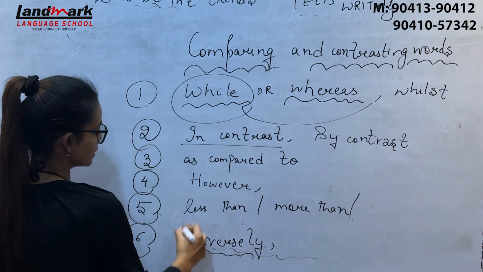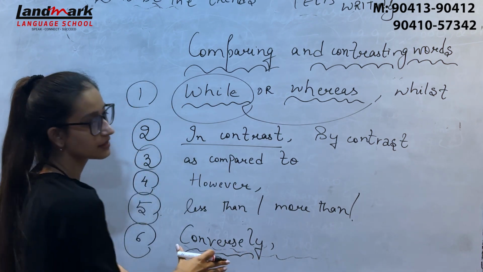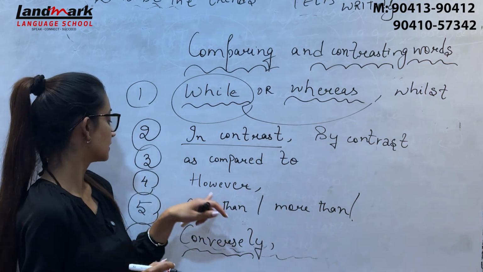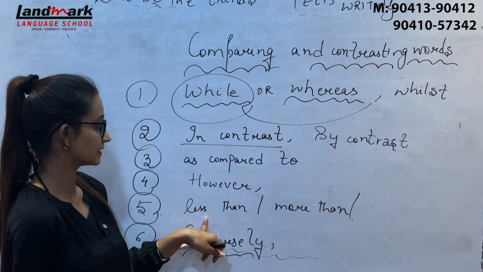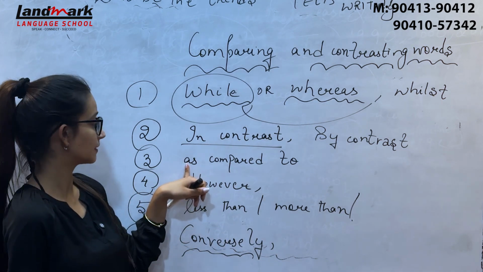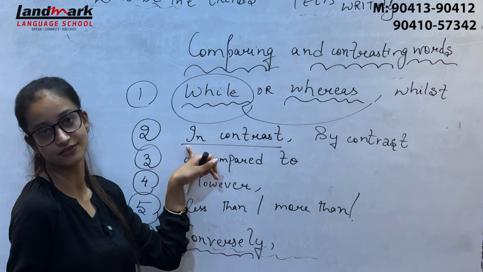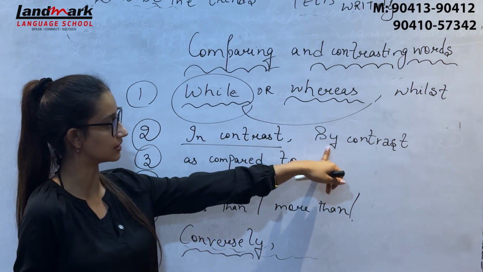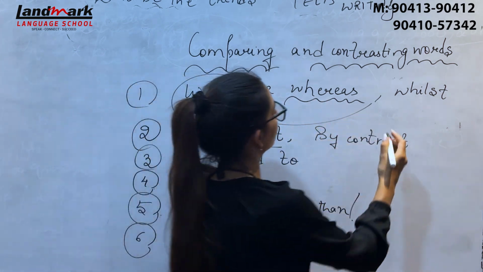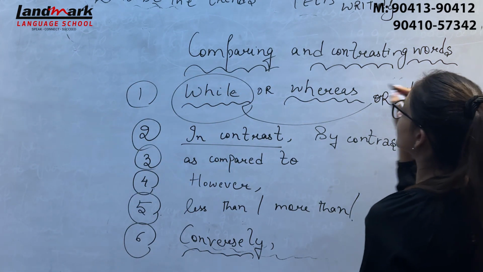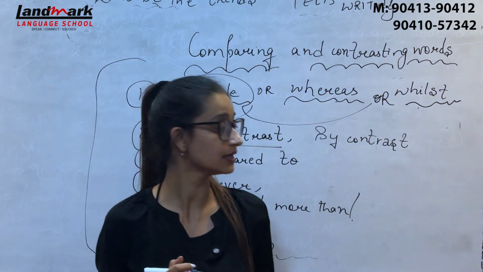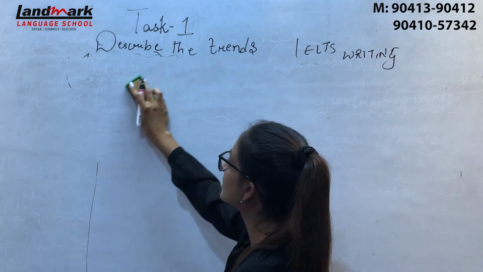So "conversely" means we are talking about the opposite. If the figures for Australia increased, conversely the figures for Canada decreased. So we can also say "less than" or "more than". We can also use "however". We can also use "as compared to". We can also use "in contrast", and we can also use "by contrast". And yes, we can use "while" or "whereas" or "whilst". So these are the synonyms of "while", right? So this is all about Task 1. These were the comparing words.